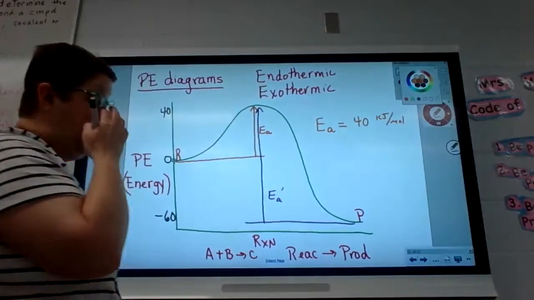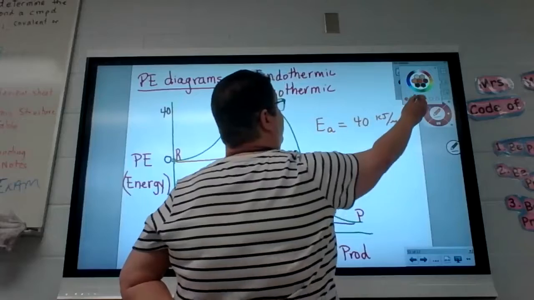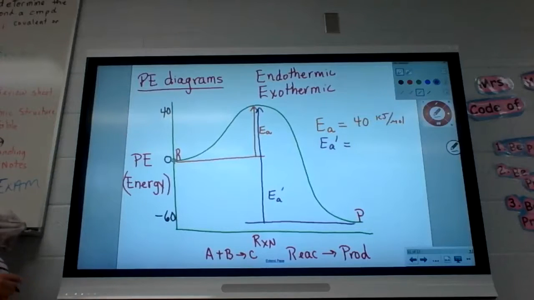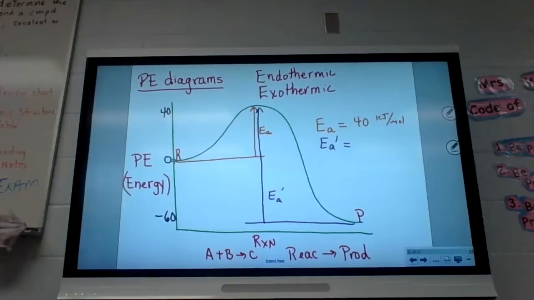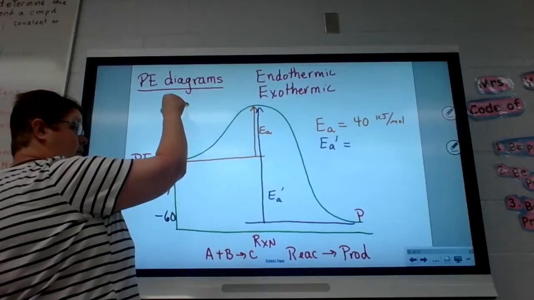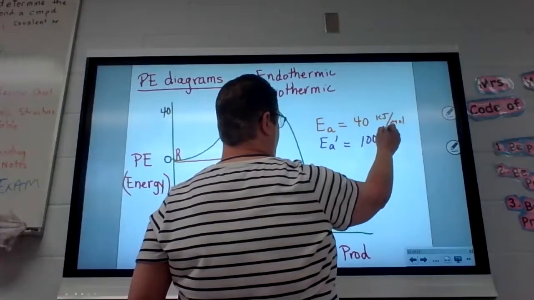Kilojoules. Now, EA reverse. This one's a little harder for some of us, not everybody. It's a number line. What is activation energy reverse? 40 minus negative 60. So what's the total? 100. I heard one right answer. Negative 60 minus 40 is 100. You go 60, and then you go another 40, so it is 100.